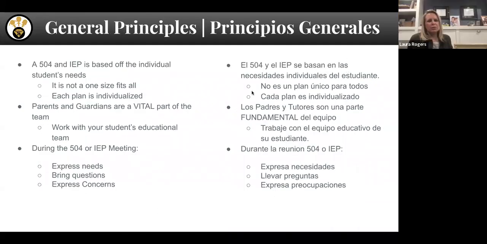So the general principles of a 504 and an IEP is based off the individual student's needs. It's not a one size fits all. Each plan is individualized for the student. Parents and guardians are a vital support and they're part of the team. And we always want to make sure that they express any concerns or any ideas that they have that can help and better support their child in the school setting.